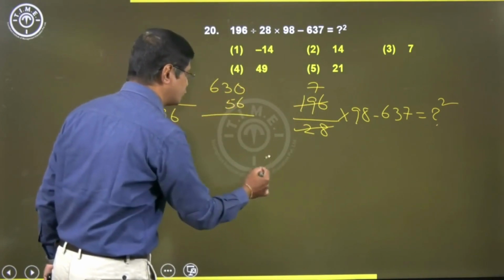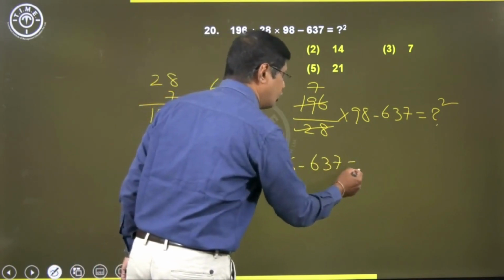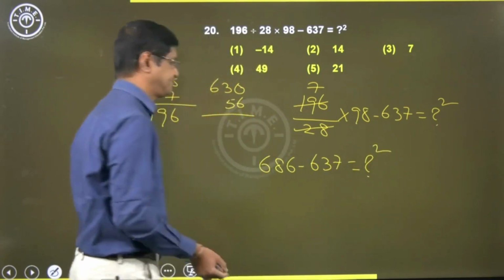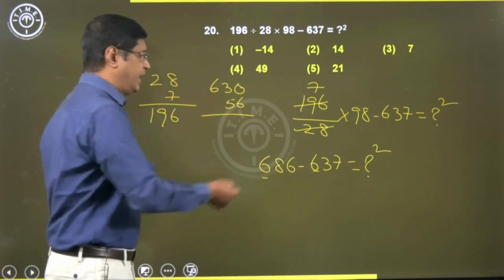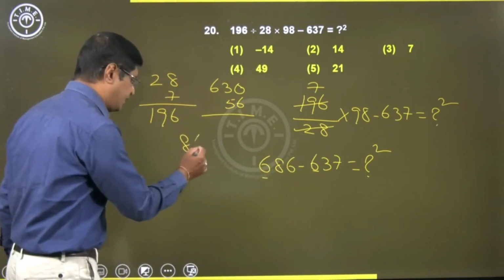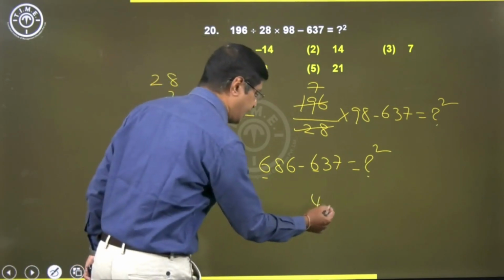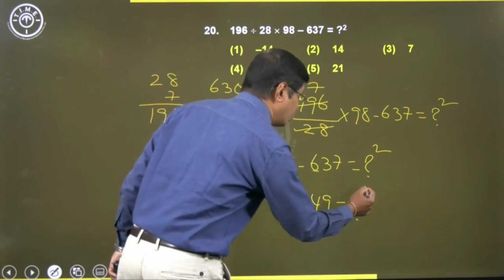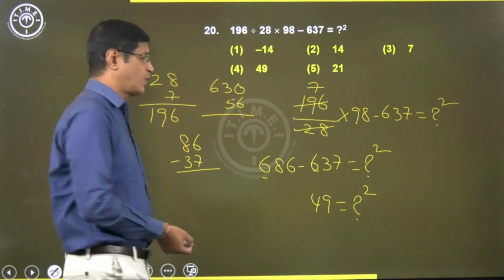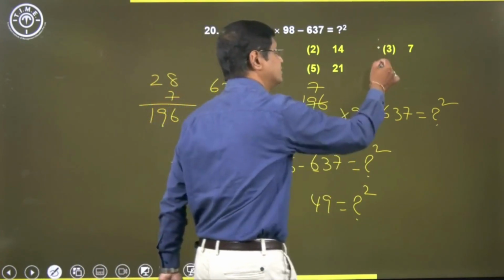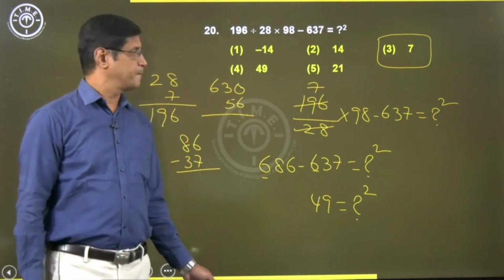The value is equal to 686 minus 637 is equal to question mark square. Now, how much is the difference? 600, 600 get cancelled. 86 minus 37. What is the result? 49. Question mark square is equal to 49. What is the value of the question mark? It is plus or minus 7 square. So positive 7 is given. Right choice option number 3. The third choice is the right answer.